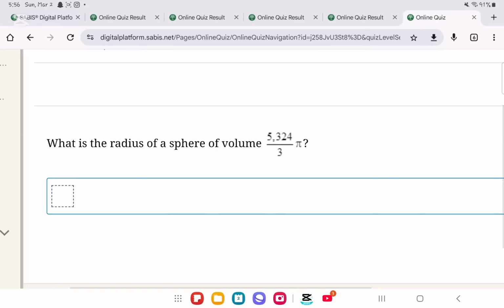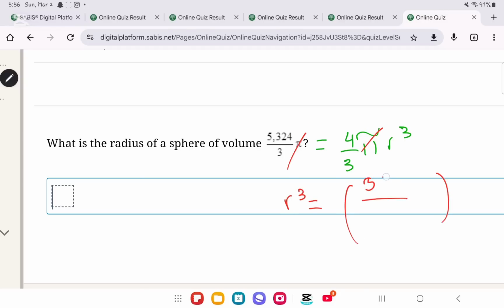They said, what is the radius of a sphere of volume this? To find the radius of a sphere of volume this, we just need to know that the volume of any sphere is 4 over 3 pi r to the power of 3. Cancel pi, cancel pi. You will be left with r to the power of 3 is equal to 5324 over 3 divided by 4 over 3. Put it on your calculator. Do not forget the bracket.